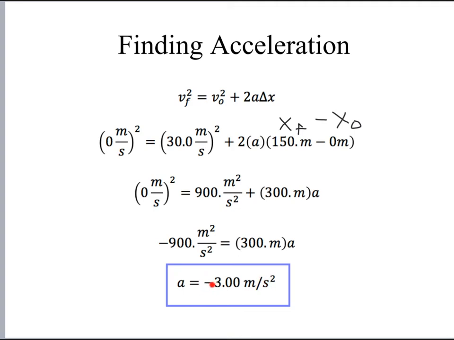Now what does that minus sign tell me? The minus sign tells me that the acceleration is opposite the direction of the velocity. We expect that because the velocity is going this way but it's slowing down. That means the acceleration must be in the opposite direction. So that tells us that the answer is negative 3.00 meters per second squared.